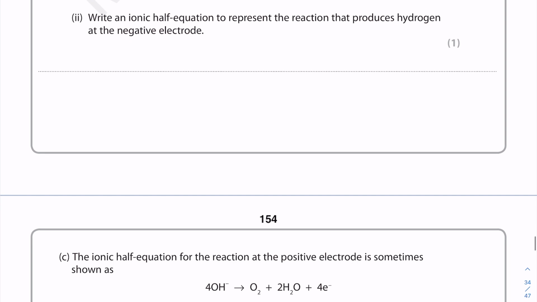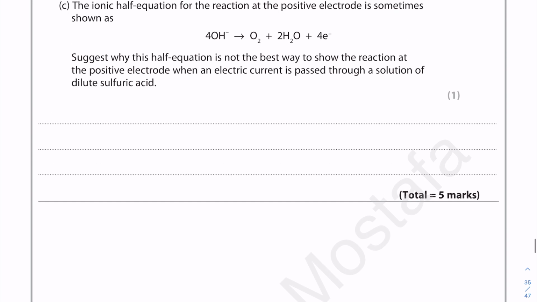Write an equation to represent the reaction that produces hydrogen at the negative electrode. 2 moles of hydrogen ions plus 2 moles of electrons give 1 mole of hydrogen gas. The ionic half equation for the reaction at the positive electrode is sometimes shown as 4OH- gives O2 plus 2 moles of water plus 4 moles of electrons. Suggest why this half ionic equation is not the best way to show the reaction at the positive electrode when an electric current is passed through a solution of dilute sulfuric acid.